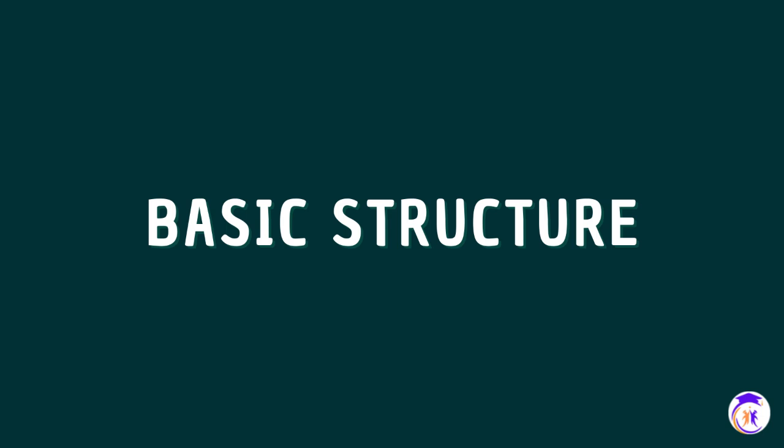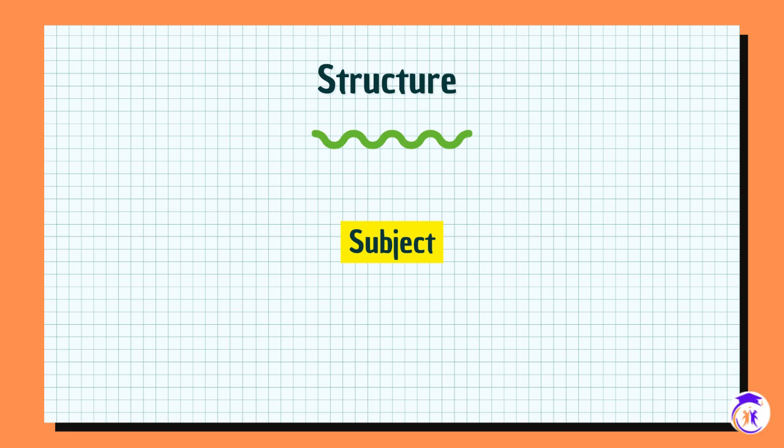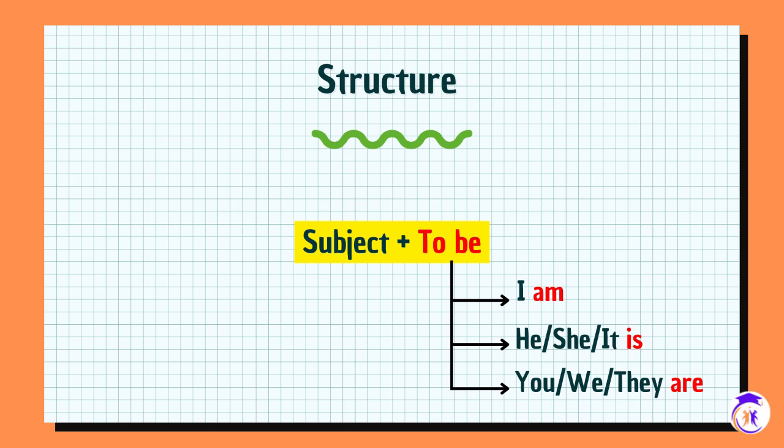The structure going to plus verb consists of four key components. First, we have the subject, which refers to the doer of the action, followed by the correct form of to be. This must match the subject. If the subject is I, use I am. If the subject is he, she, or it, use is. And if the subject is you, we, or they, use are.